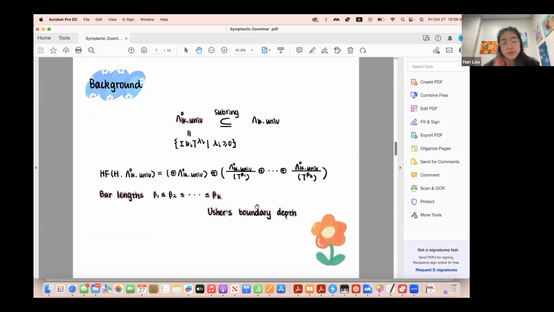And if we restrict the coefficient to a subring of the universal Novikov field, which means we just take those elements with non-negative powers, then this is a ring. So we will have some torsion part in the Floer homology, and this torsion part will be given by the quotient by T^(beta_1) to the quotient by T^(beta_k). And these powers beta_1 to beta_k are called bar lengths. And we call the longest one Usher's boundary depth.